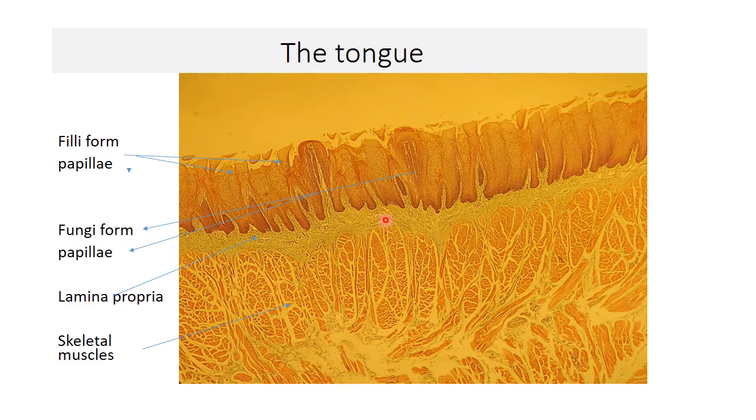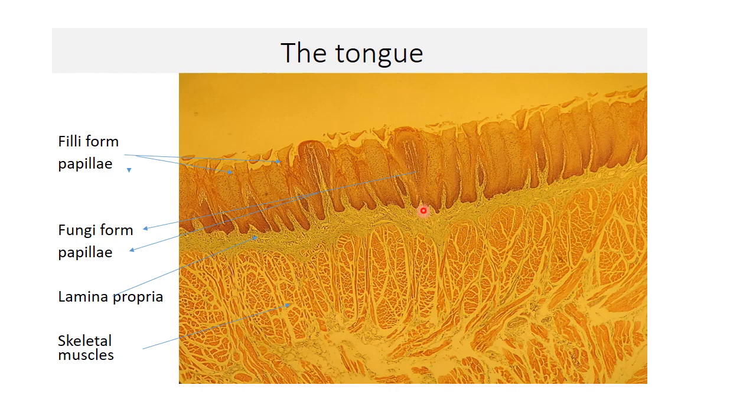This longitudinal section shows the dorsal surface of the tongue, or the upper surface of the tongue. It is composed of mucosa. Here the mucosa is composed of stratified squamous epithelium tissue with papillae. And beneath the mucosa, there is a lamina propria. Here in the green color, this is the lamina propria of connective tissue.